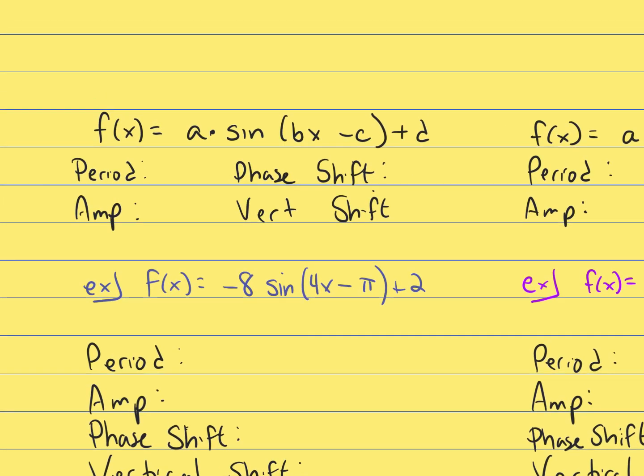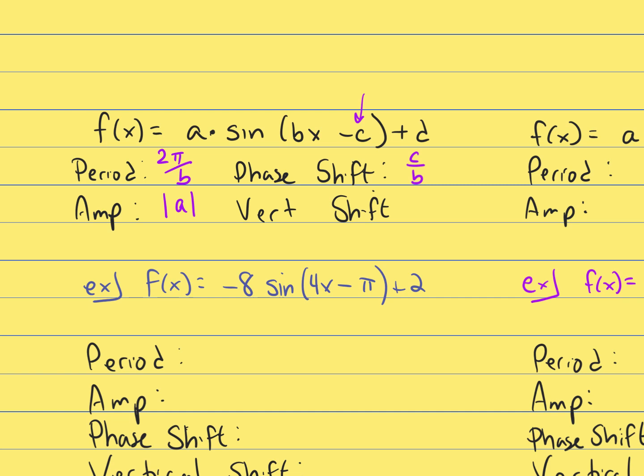So remember, the period is going to be 2 pi divided by b. B is the number in front of x in the parenthesis. The amplitude is the absolute value of a. This is stuff I did last section. Now the phase shift is going to be c over b. Now c is the number after the negative sign, so it's always the opposite.